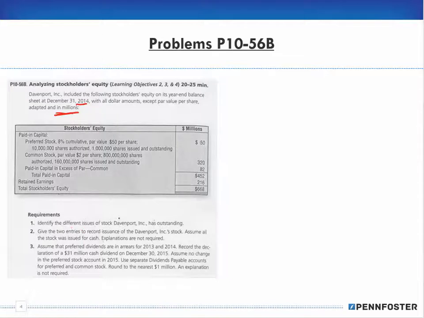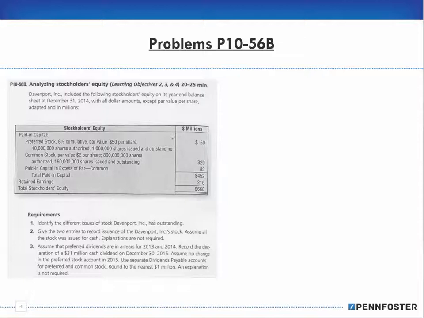1. Identify the different issues of stock Davenport has outstanding. Well, we have preferred stock, which has 1 million shares issued and outstanding, and we have common stock with 160 million shares issued and outstanding. So that's the answer to that question, preferred and common stock. Give the two entries to record issuance of Davenport stock. Assume all the stock was issued for cash, and explanations are not required.